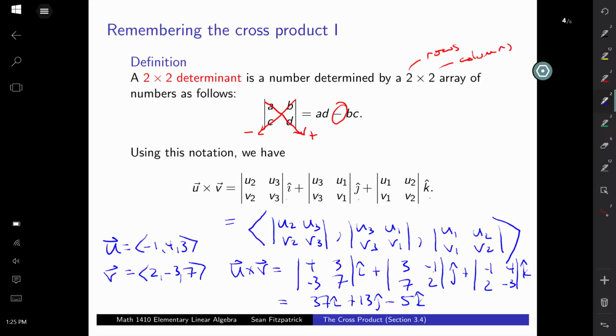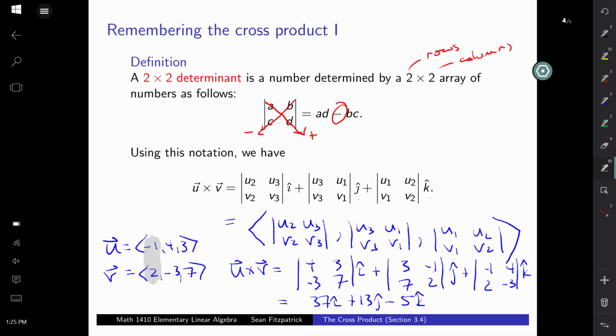And one way you can think of this is, when you're doing the I component, you cover up the I component here, and then you write down the 4 numbers that are left over, okay? 4, 3, minus 3, 7. And that works for the K component as well. If I cover up the last 2 entries, I'm left with the minus 1, 4, 2, minus 3, and I put those ones down.